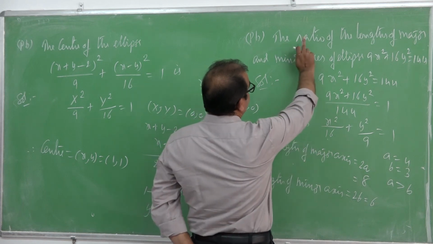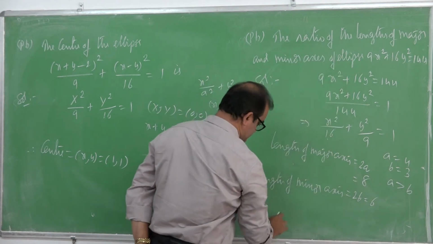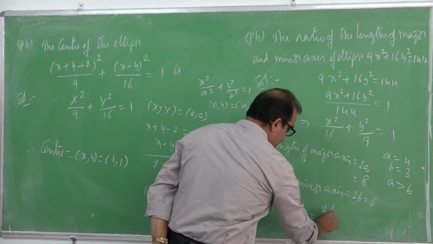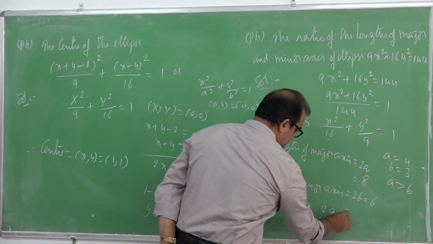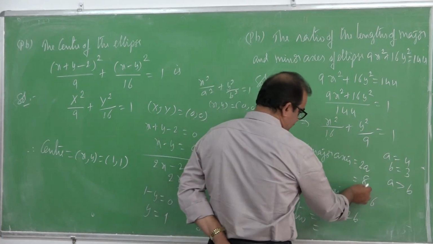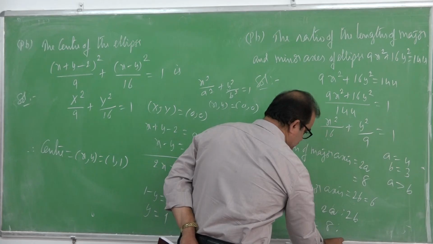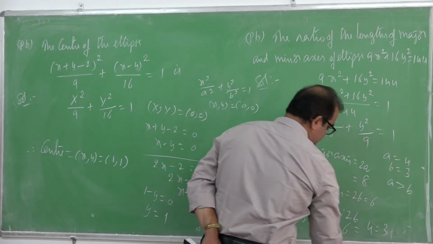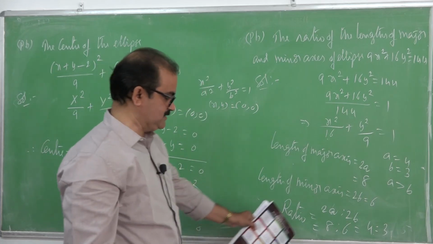Okay, what is the ratio of their lengths? The ratio of major axis and minor axis, 2a is to 2b. What is 2a? 8 is to 2b, 6, or write it as 4 is to 3. Cancel with 2.